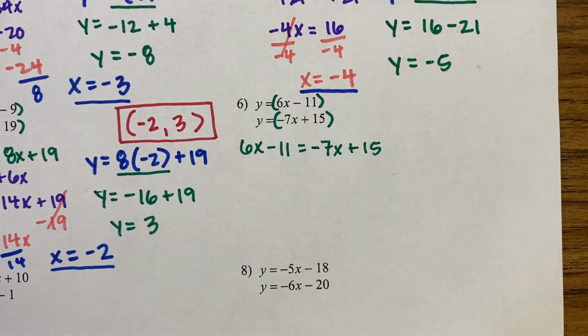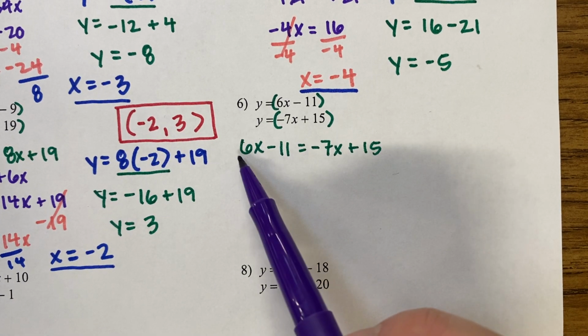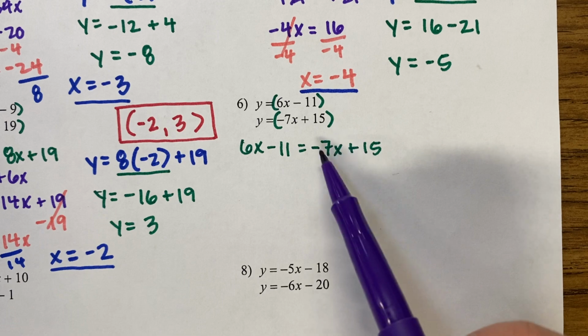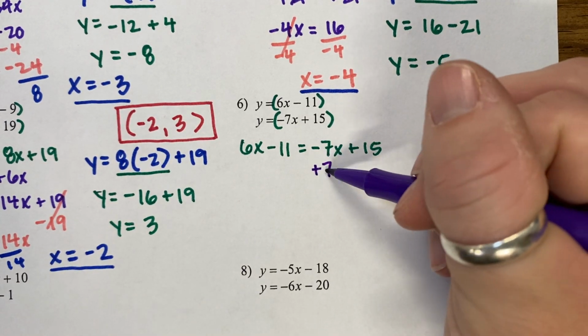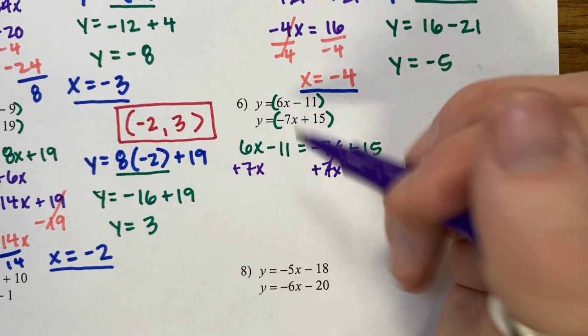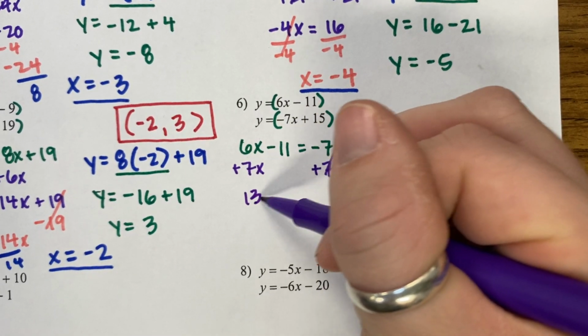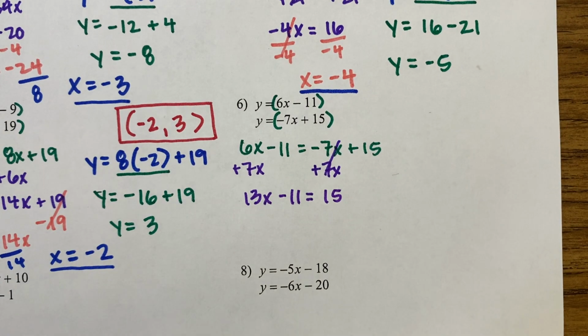Okay, you have x's on both sides, so let's move them all to one side. Move the smaller one. Now +6 and -7. -7 is less, it is smaller. So we do the opposite, add 7x. Now we get 13x minus 11 equals +15.